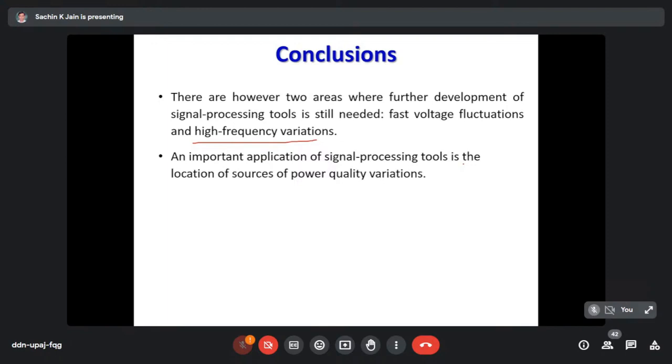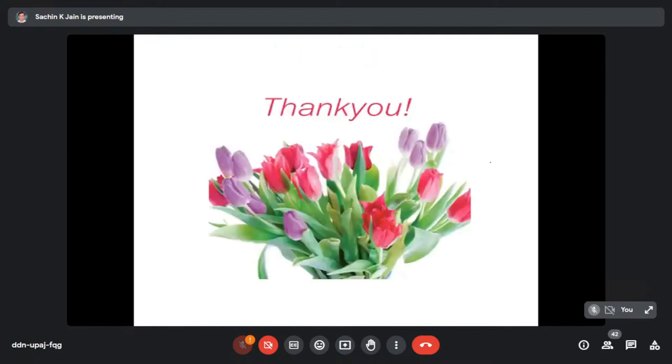From the measurements, we try to find out, for example, in a grid, where multiple users are connected at a point of common coupling, based on this common measurement, who is the culprit, who is polluting our grid. That is another area of application of signal processing, one of the important applications prevailing right now, and that you can pursue. So this is about signal processing applications.